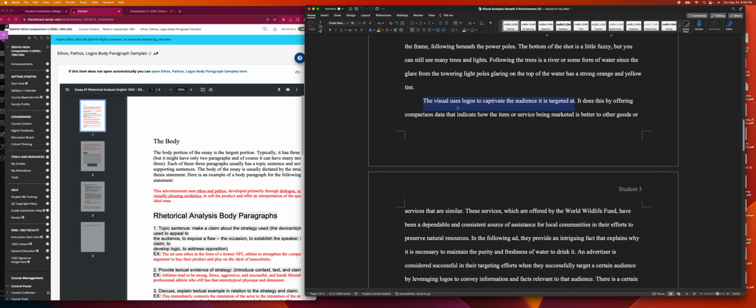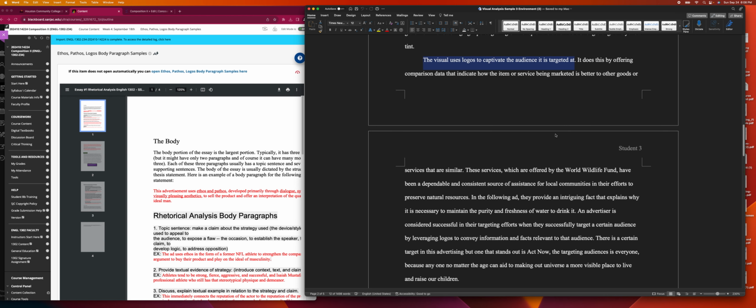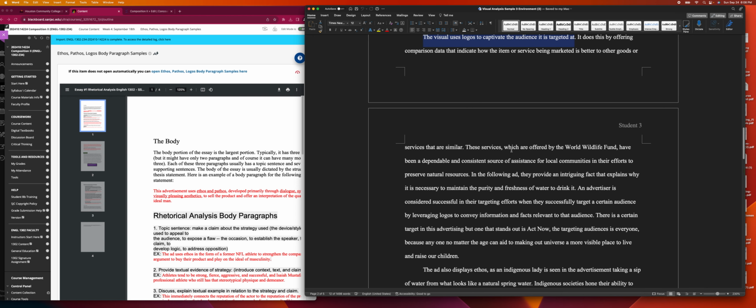But that is one way that she could correct it, by actually making a claim and showing me how the visual uses logos. The visual then uses logos through the use of text, right? The text that's in the picture. But this student doesn't talk about that. Instead, this student focuses on the services offered by the WW Fund. And she talks about them having a dependable and consistent source of assistance for local communities, and that they provide an intriguing fact and explain why it's necessary for everyone to have fresh water. And then they talk about the advertiser. This is what I would call fluff.